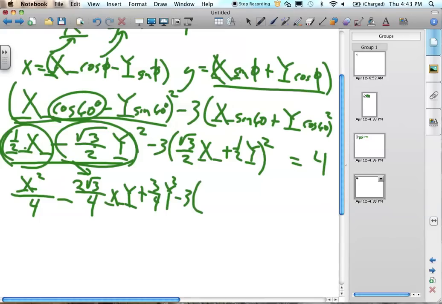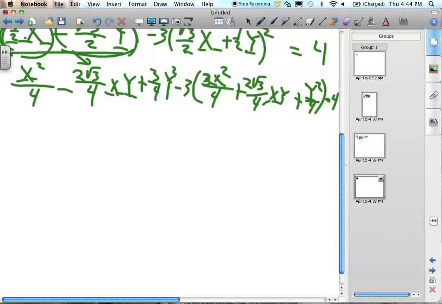Minus 3 times, and then I expand this thing. This will give me x squared over 4 plus 2 times these, 2 square roots of 3 over 4 x y, plus the square of that, y squared over 4, equals 4. This looks like a lot of work. It's not particularly, you just have to keep track of what you're doing.